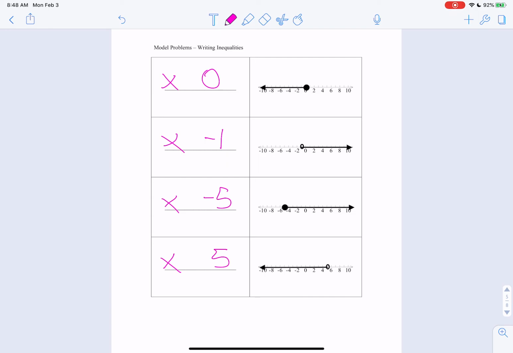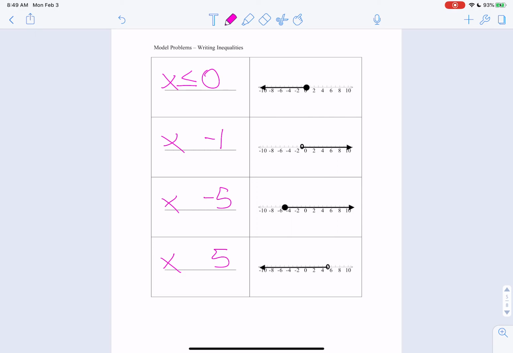And then I see which direction. Is the X all the numbers bigger than or smaller than? So for the first one, X is the number smaller than 0. So the Pac-Man's not going to eat the X, the Pac-Man's going to eat the 0. And then the bubble's filled in, so I know it has an equal sign attached.